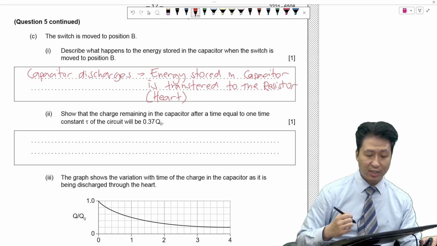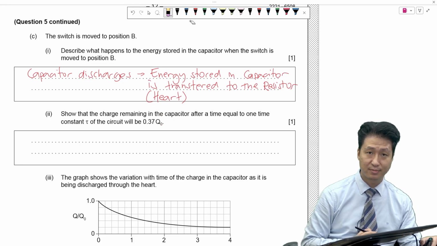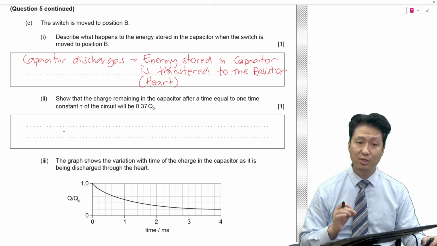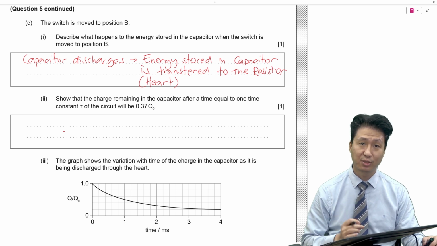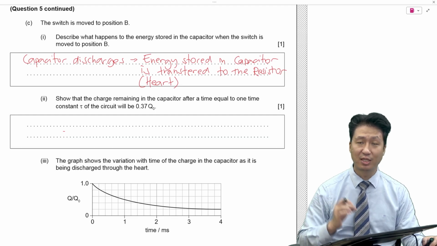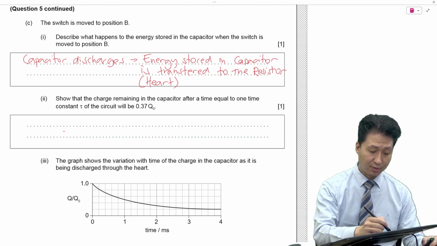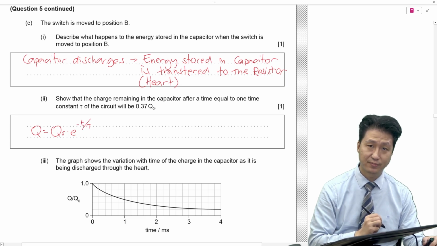Part 2, show that the charge remaining in the capacitor after a time equal to one time constant of the circuit will be 0.37 times the initial charge. Part 2 of this question says show that the charge remaining in the capacitor after a time equal to one time constant tau of the circuit will be 0.37 Q0, which is the initial charge. So first things first, we'll use the charge remaining will be equal to the initial charge times e to the power of negative time over the time constant tau.